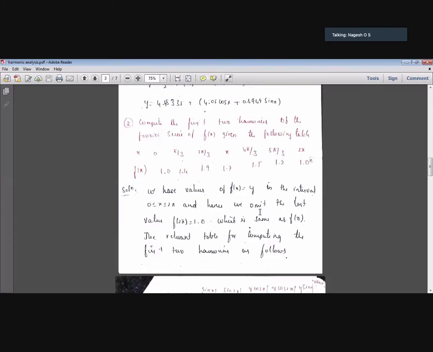In this question, there is one small change. What is that? Here, if you see this first value, for 0 it is 1.0. For 2 pi it is 1.0. Okay, it is coming back.